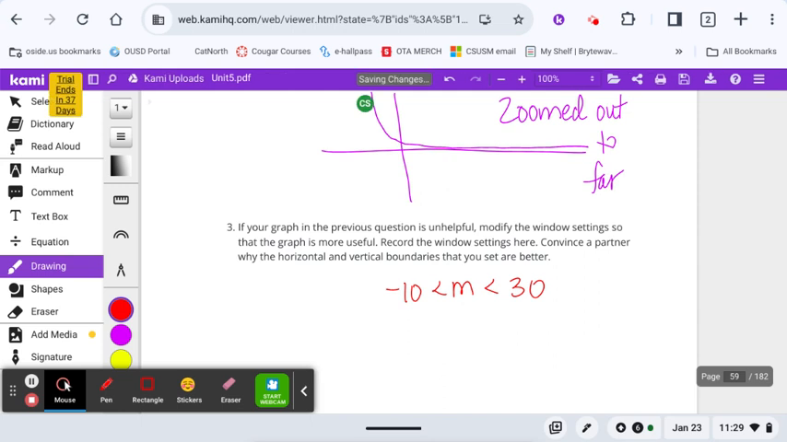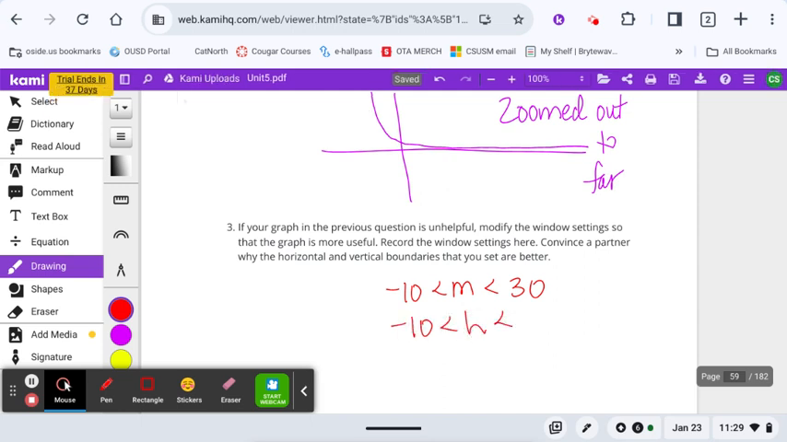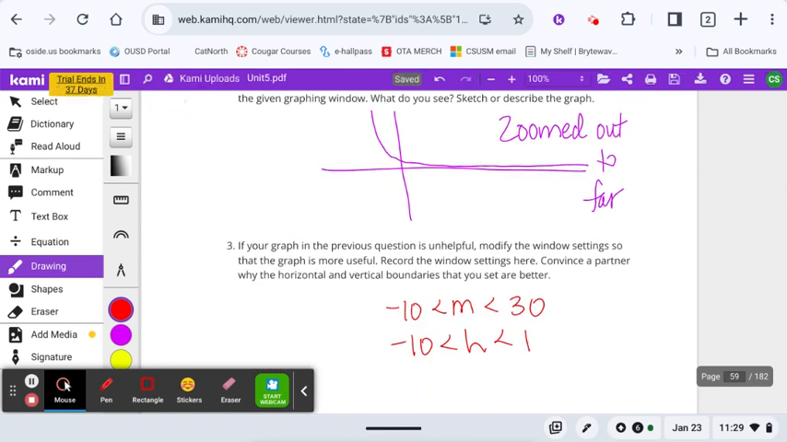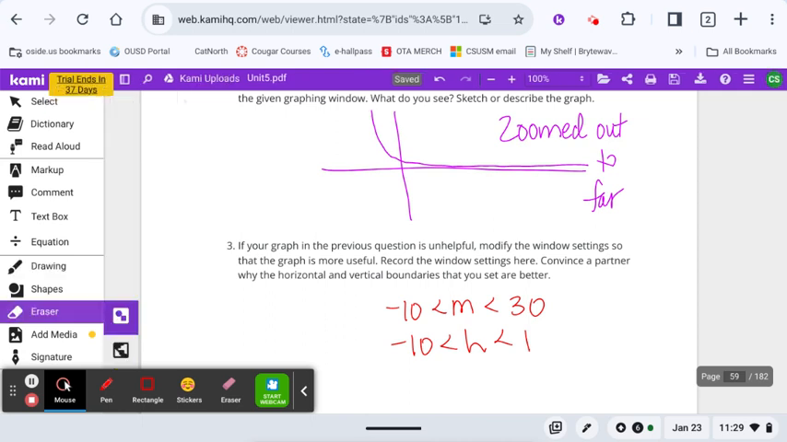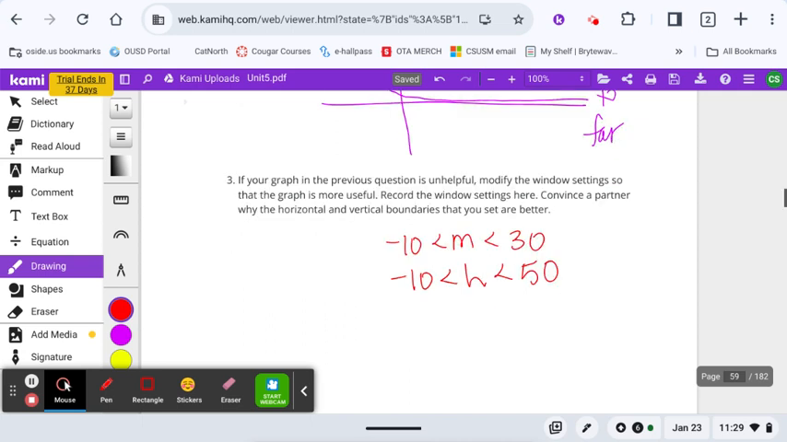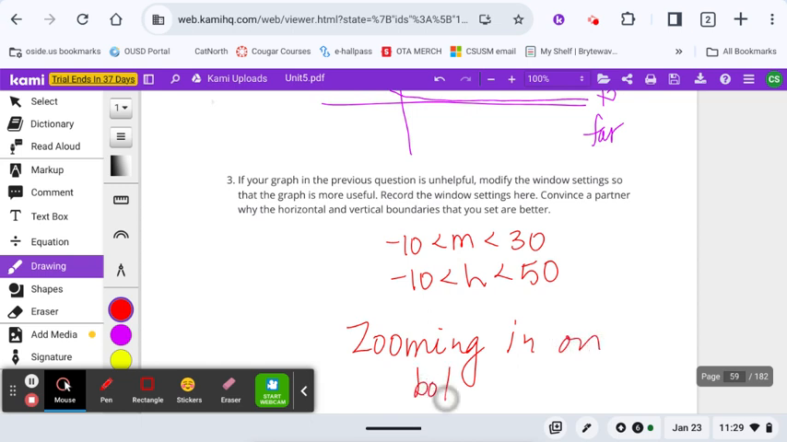And then what about left to right? Again, maybe we just go from negative 10 to, I don't know. We just looked at different scenarios. Keeping it as 100 was a little bit too much. So maybe we just adjust it down a little bit to 50 or 20, etc. So we just talked about zooming in on both axes in order to get a better view of this function.